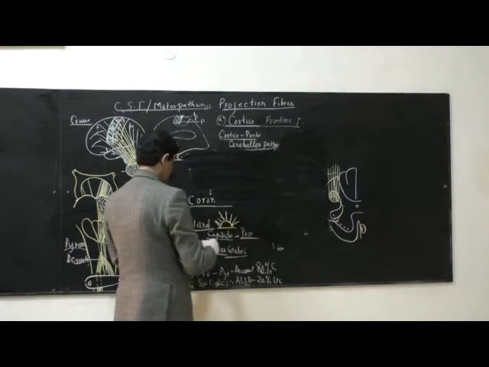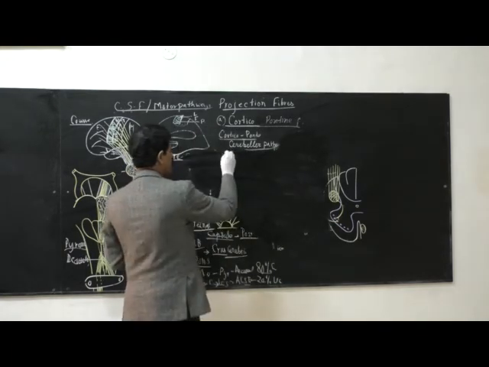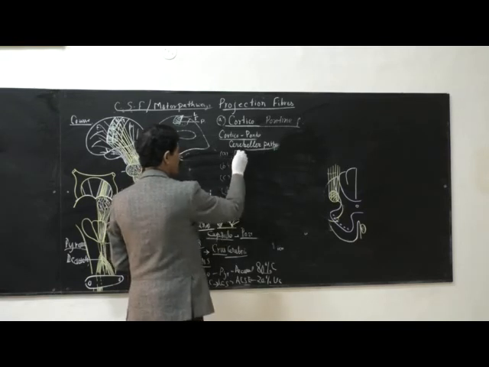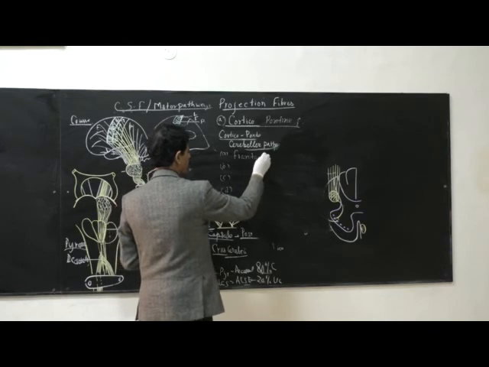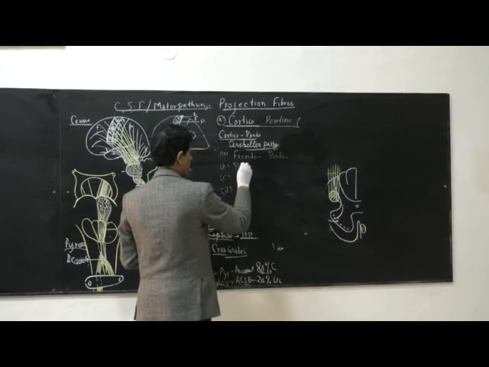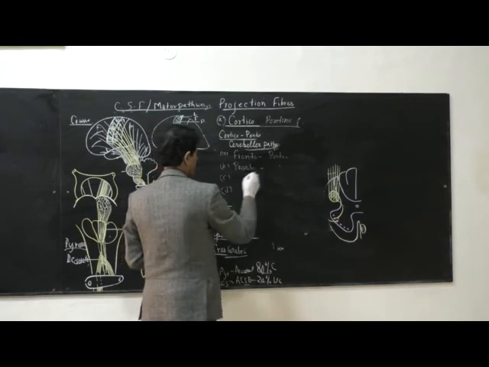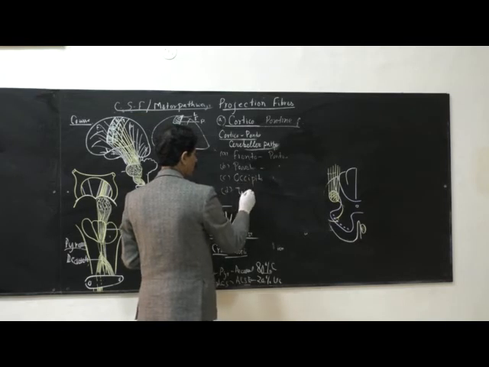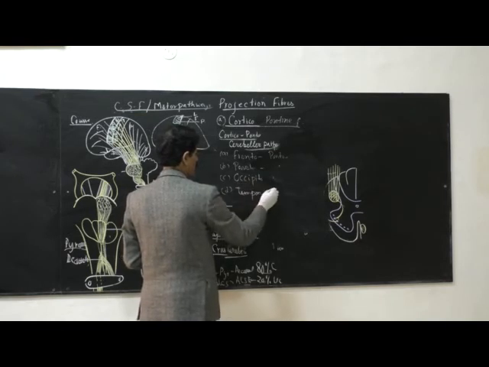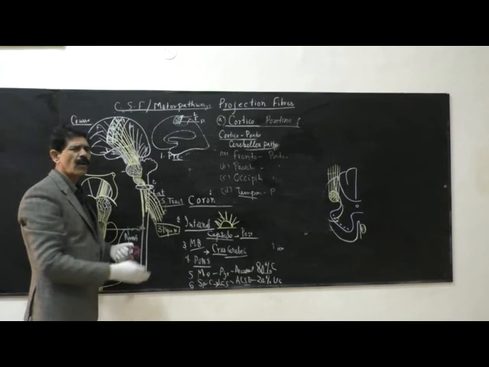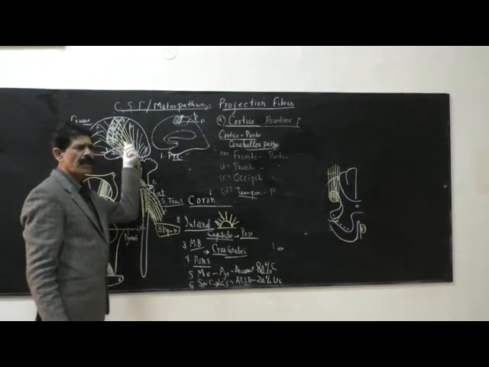The cortex means, for example, the four lobes of the cerebrum. So according to their names, from the frontal lobe they are called frontopontine, then parietopontine, then occipitopontine from the occipital lobe, then temporopontine from the temporal lobe. So from all four lobes, these fibers descend along with the corona radiata. They are called the corticopontine fibers.